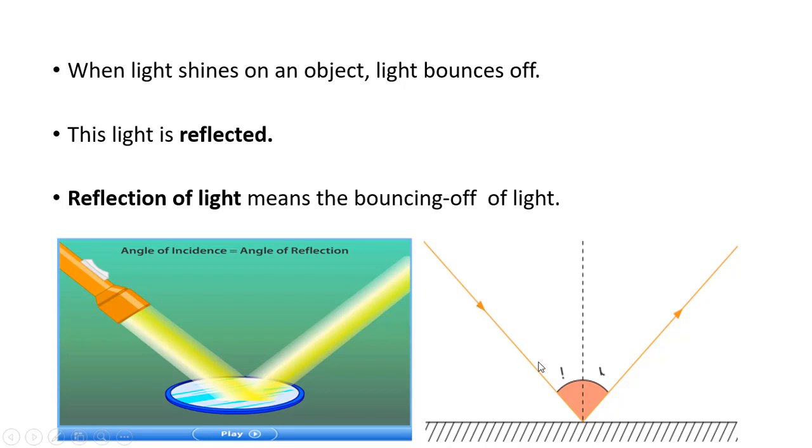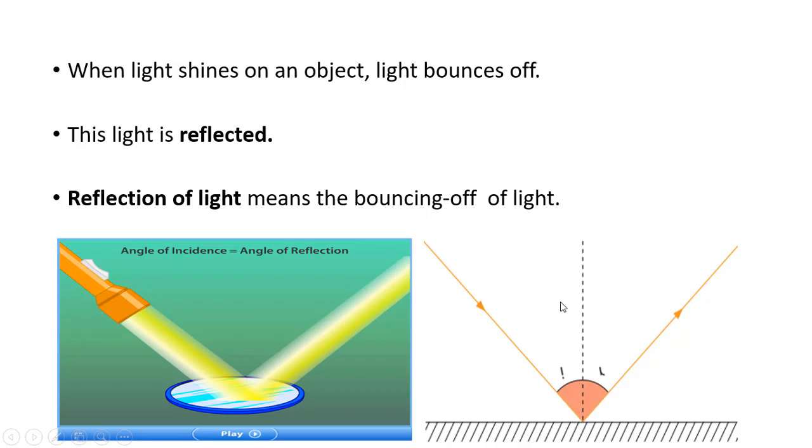So this diagram is showing where the light is coming from to where the light is going after being bounced off. How do you know that the light is coming from this direction? By just looking at the arrow. This arrow is pointing downwards, meaning this is where the source is, and this is where the reflected light is going.